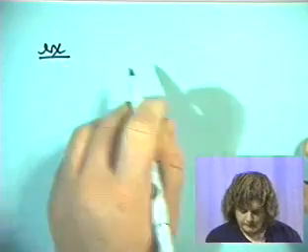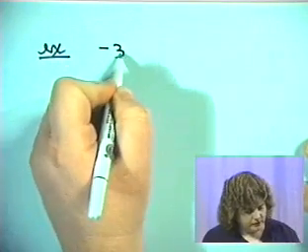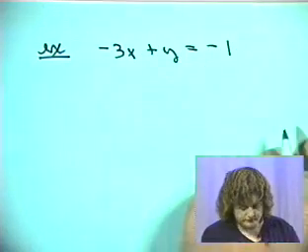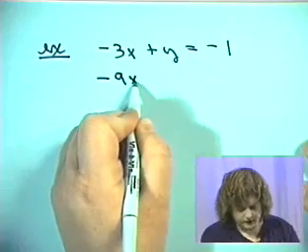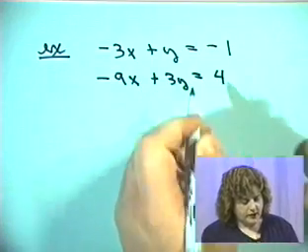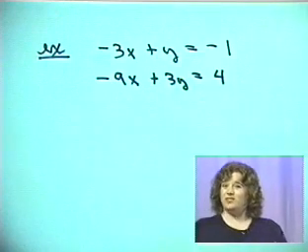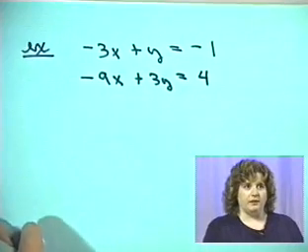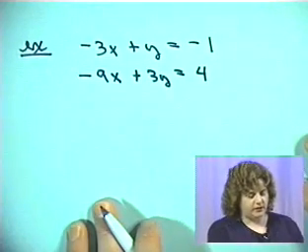Let's start with an inconsistent system. We'll take the system negative 3x plus y equals negative 1, and negative 9x plus 3y equals 4. And usually the direction you're given is just to solve the system. So we'll use the elimination method on this. It's kind of looking convenient for that.